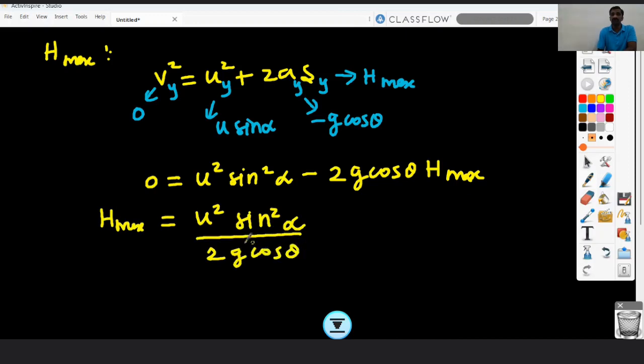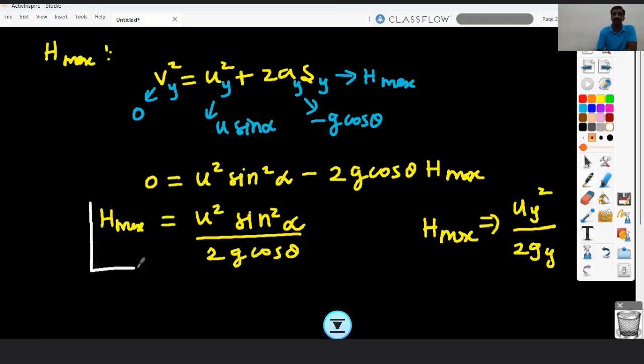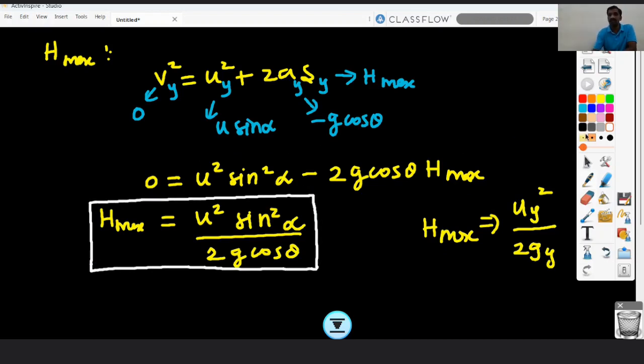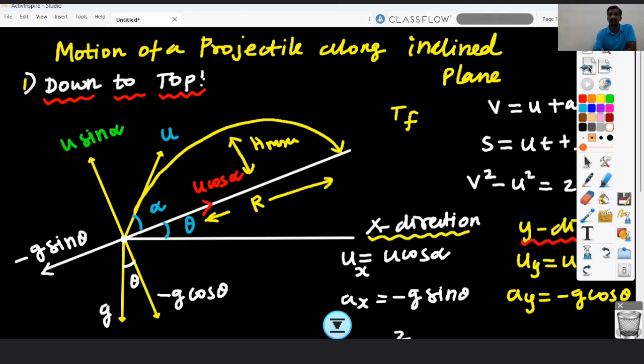So we can easily remember H maximum is equal to uy square divided by 2gy, as already discussed in angular projectile motion. You need to substitute only the component of the velocity and acceleration properly, and you can get H maximum easily. First we derived time of flight, now we have derived H maximum. Now we are going to discuss range. How to find the range?